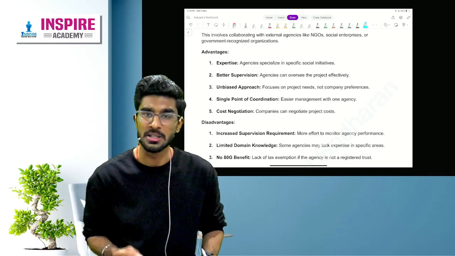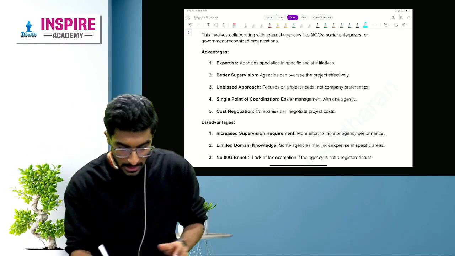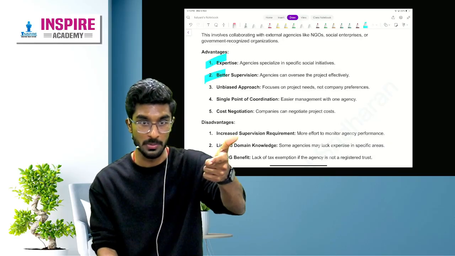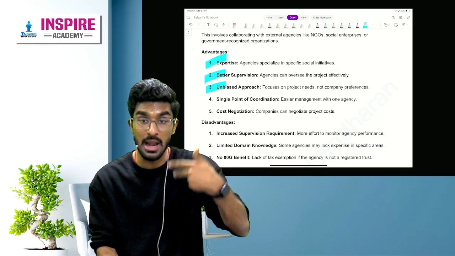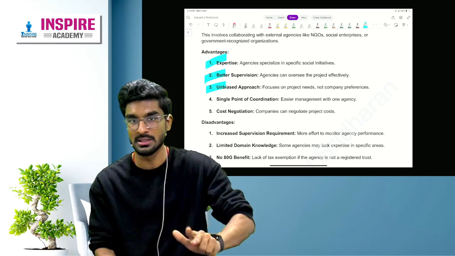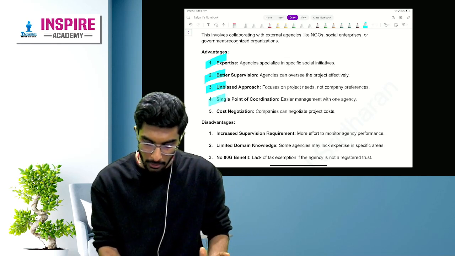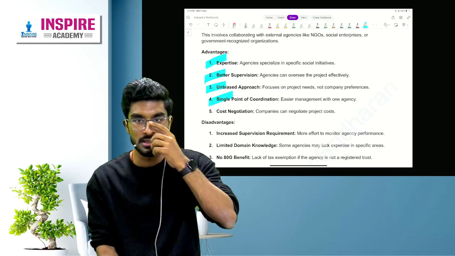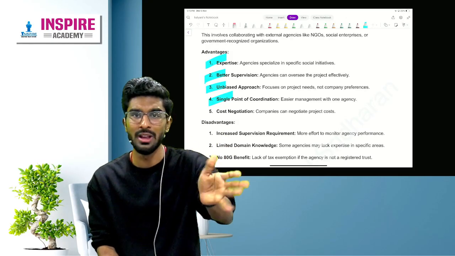These are the disadvantages. Now people, what are the advantages of incurring CSR expenditure through an implementing agency? They have the expertise so they can manage it well. Number 2, they can better supervise because people are experts over there. Number 3 is unbiased approach. They don't have any bias. Yes or no? Then single point of coordination. Your job is to only talk to the implementing agency's point of contact. You will not go and check over there.